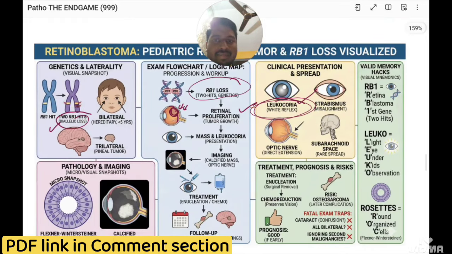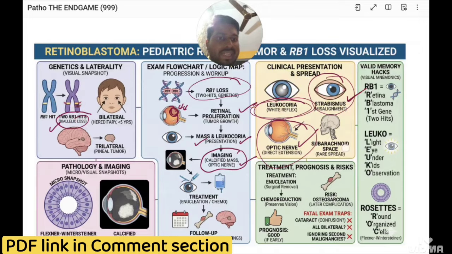Now, how does this present? It presents with a mass, leukocoria, a calcified mass, and optic nerve involvement. There can also be strabismus, because on one side the patient can't see at all, so the other eye tries to balance it out. It's like blindness only, so that's why there will be squinting. There can also be direct optic nerve extension of the tumor, and extension into the subarachnoid space can occur. On pathology, what is important is the Flexner-Wintersteiner rosettes.